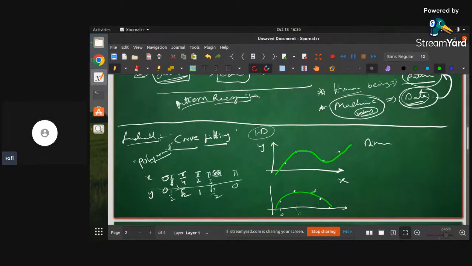There is no straightforward method to do this, because all we want is to find a curve that passes through these points. There may be multiple curves passing through these points, maybe like this, or even higher order if you go. So there may be multiple curves that can pass through, but we need to know which is the most suitable curve.